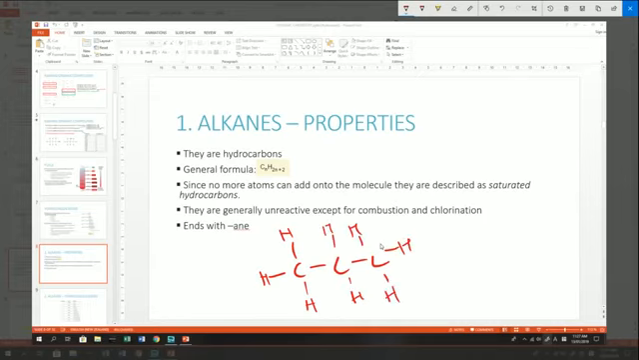Whenever you're drawing a molecule, you need to make sure that each carbon has 4 bonds. It can't have any less, it can't have any more, it can only have 4 bonds. If you take a look at the single bonds, you can see the first carbon has 4 bonds, the second carbon has 4 bonds, and the third carbon has 4 bonds, right? So 1, 2, 3, 4, 1, 2, 3, 4, and so on.